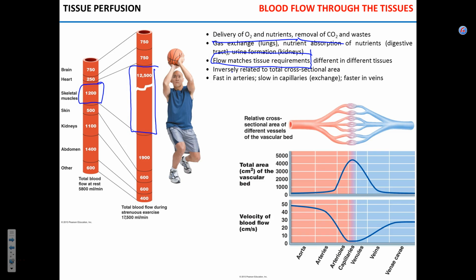We kind of mentioned that, but blood flow is fastest in the arteries, slowest in the capillaries, somewhere in between in the veins. But the majority of blood, like the highest cross-sectional area, is in the capillaries. This is why the blood flow is the slowest, to facilitate the exchange.